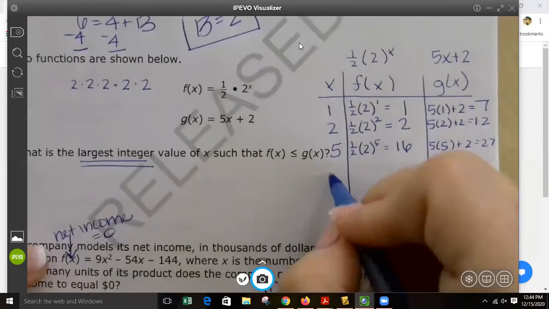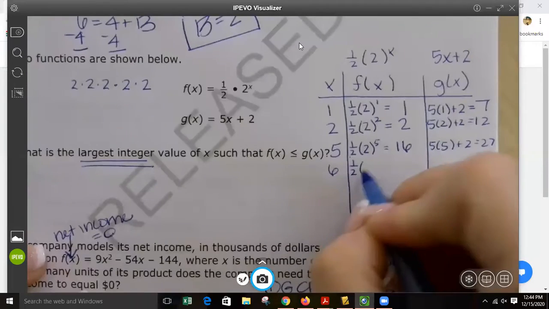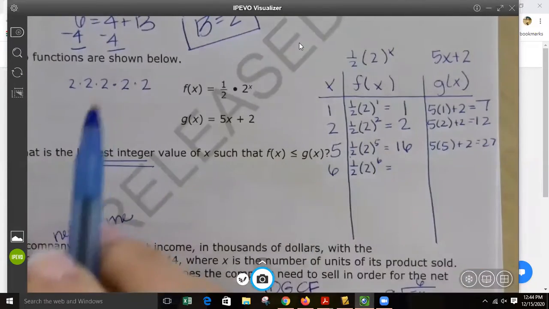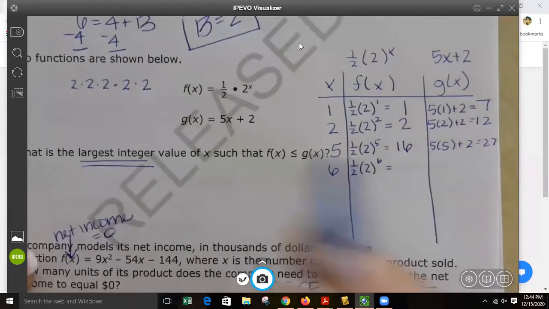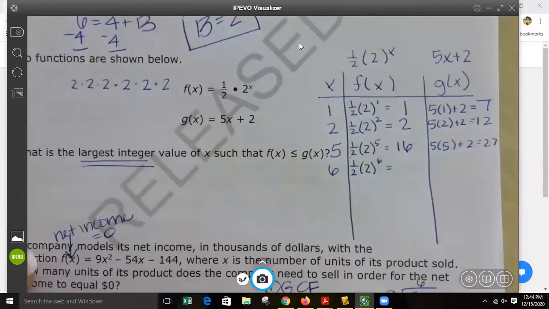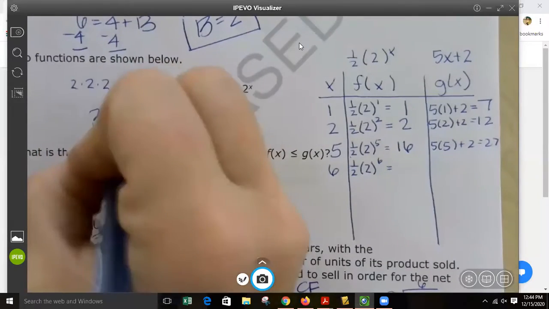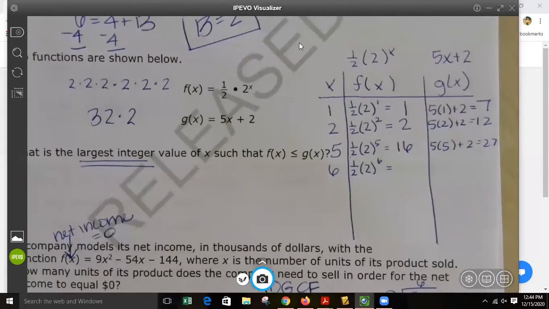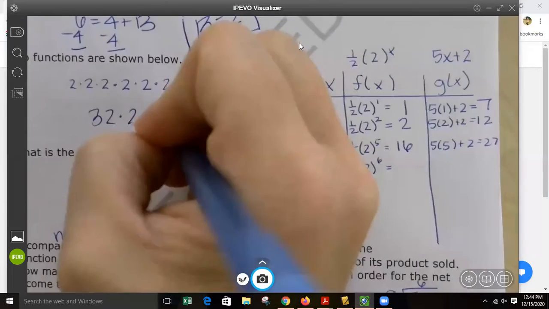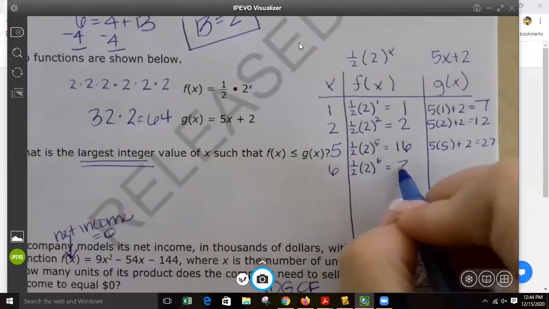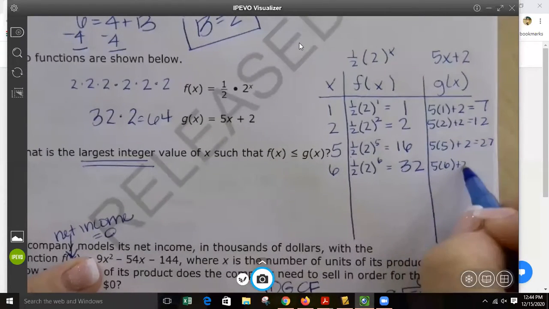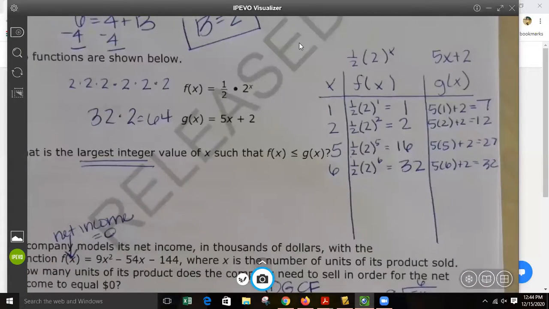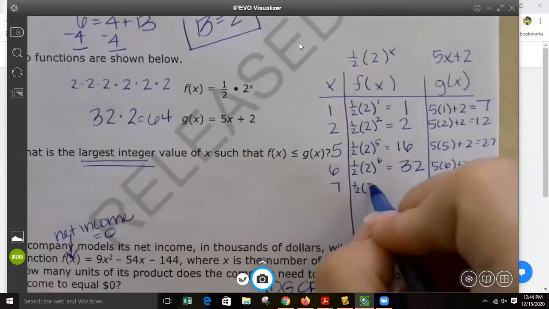So let's try 6. We get 1/2 times 2 to the 6th. So 2 to the 5th was 32. Times 2 would be 32 times 2, 64. What's half of 64? 32. So then 5 times 6, which is 30, plus 2 equals 32. What do you notice now? They're the same.